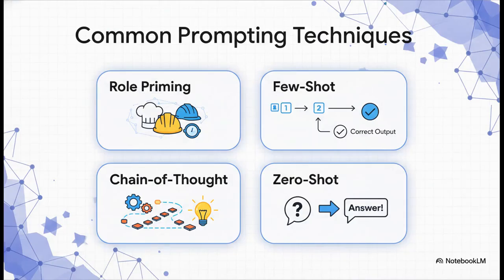And there are a bunch of ways to do this. For example, you can give the model a persona. Tell it, you are a cybersecurity architect. That's called role priming. Or you can show it a few examples of what you want. That's called few-shot prompting. And one of my favorites, for really complex problems, you just add the magic phrase, let's think step by step. It's amazing how that kicks its logical reasoning into gear. These are simple tricks, but believe me, they are incredibly powerful.